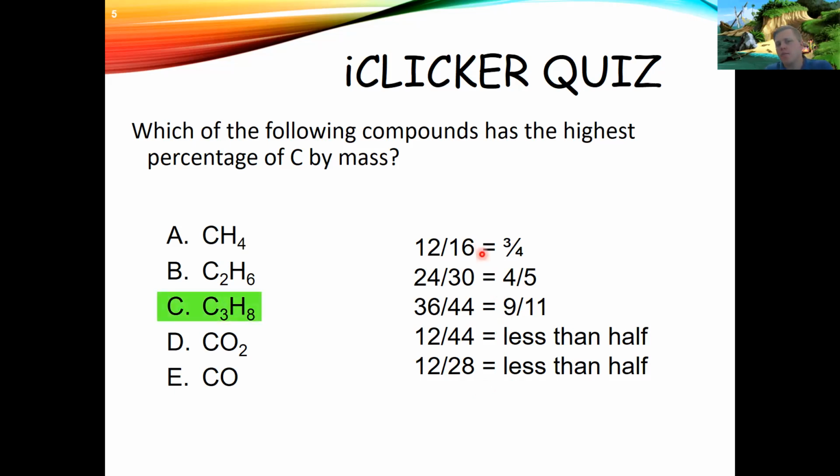Now, if I had multiplied these by 100% and figured out the exact percentage of each of these, you can do it that way as well. Since I really don't care about the exact percent composition here, I'm really just looking for which one has the most, I got to skip that step.